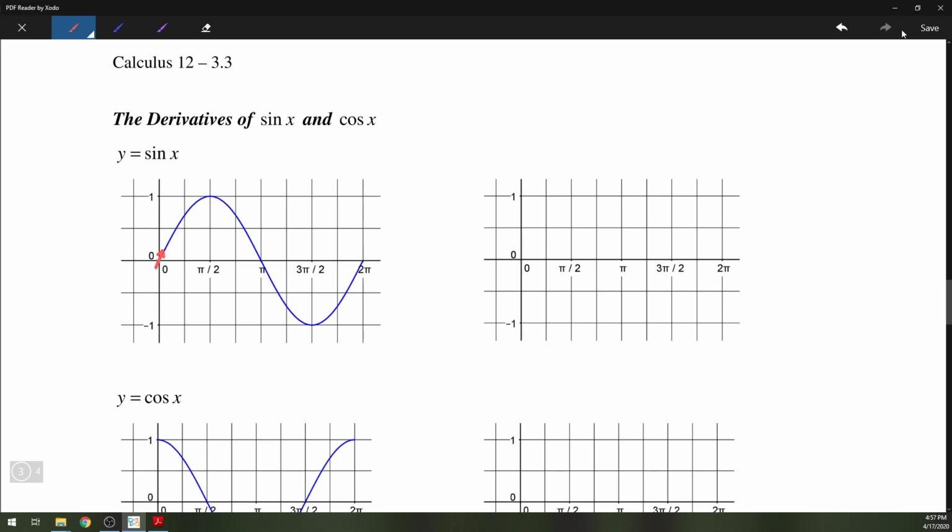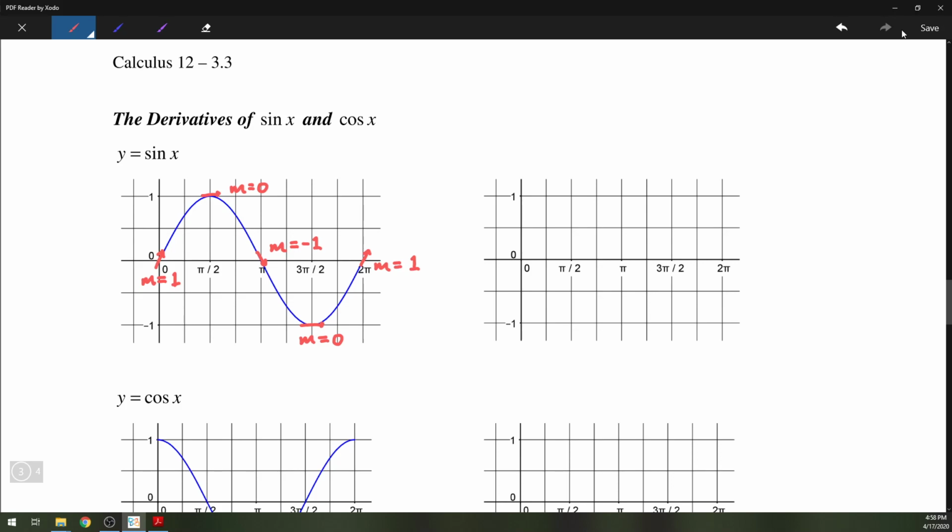So here the tangent slope of sine x at x equals 0 is 1. At pi over 2, it is 0. And then at pi, the tangent slope is negative 1. At 3 pi over 2, the tangent slope is 0 once again. And finally, at 2 pi, the cycle repeats, so the tangent slope here is 1.